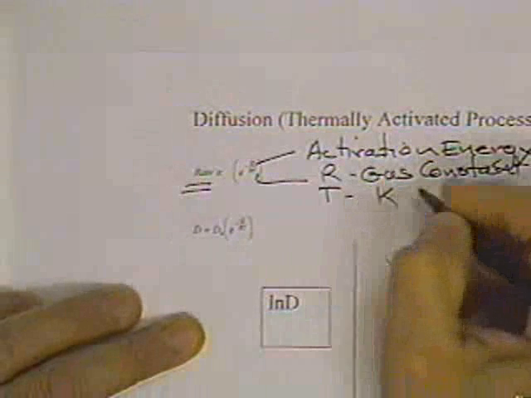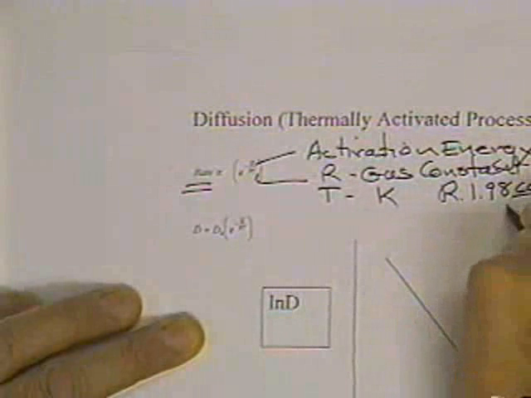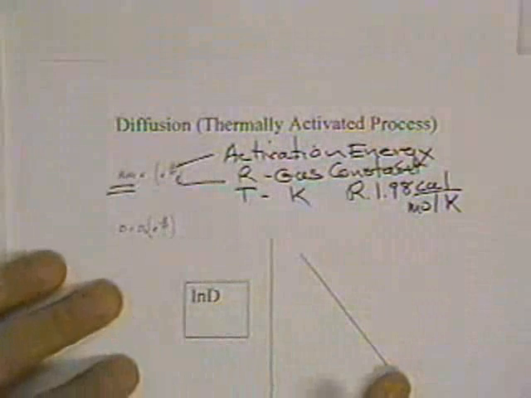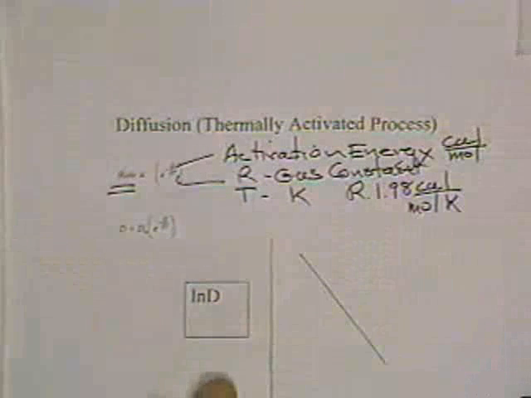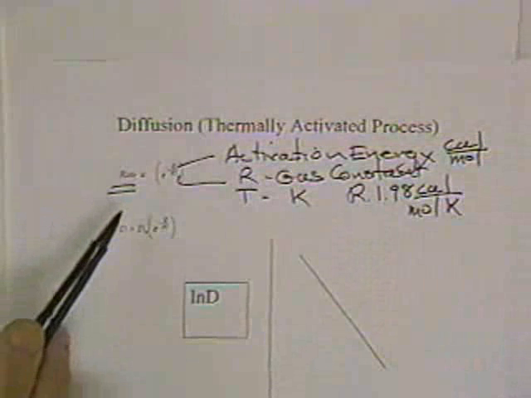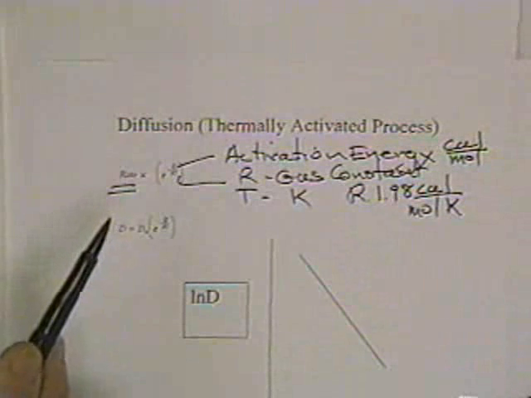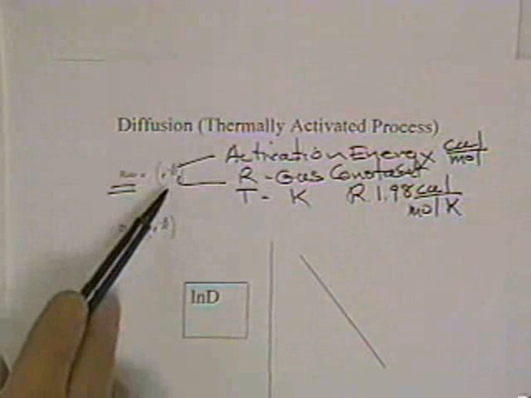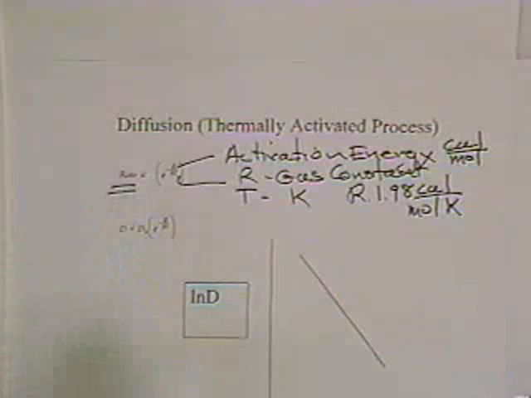The gas constant R is 1.98 calories per mole degree Kelvin if the activation energy is in calories per mole. But the important thing is that for a thermally activated process, if somebody tells you it's a thermally activated process, you can write the equation down in terms of the rate immediately. It's the rate proportional to e to the minus activation energy over RT. And this crops up in lots of different areas.